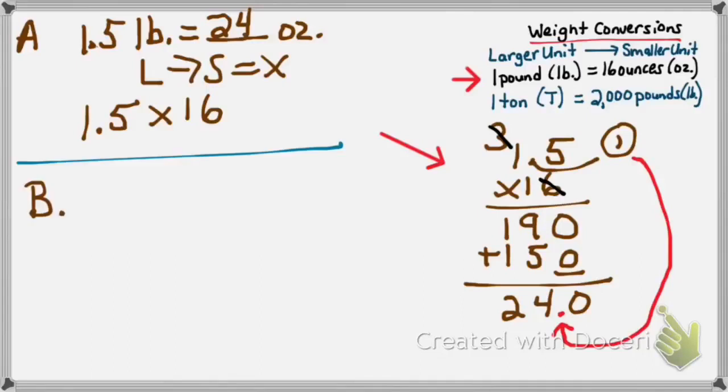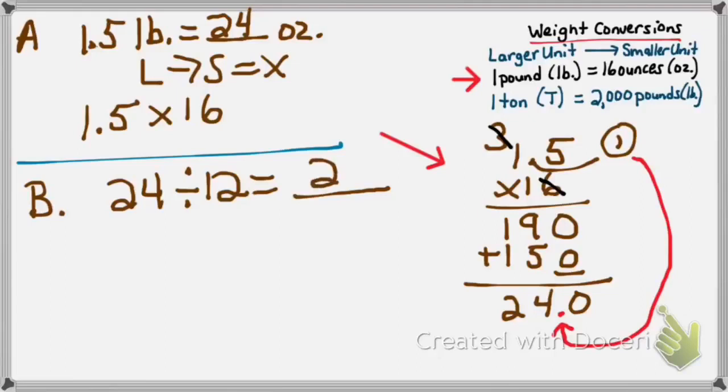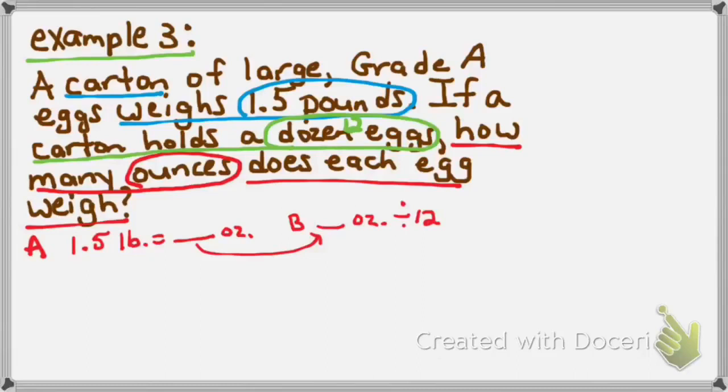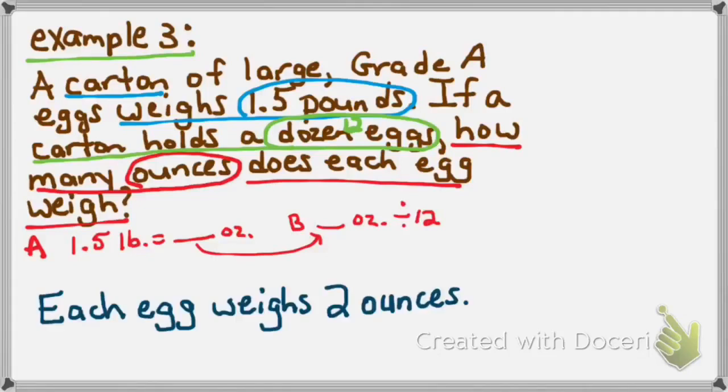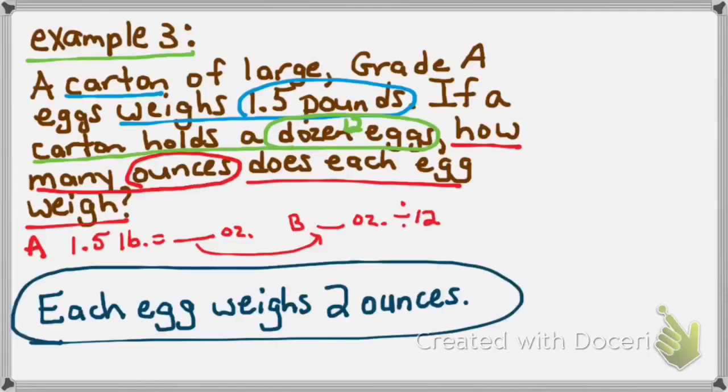I have to take 24 ounces, the entire carton is 24 ounces, divided by the 12 eggs that are in the carton, and that will tell me about how many ounces each egg is. So 24 divided by 12, I go through my 12 times tables, I say 12, 24, that is 2. So each egg weighs about 2 ounces. I go back to my original word problem, and the question says, how many ounces does each egg weigh? So my answer, each egg weighs 2 ounces. And that's my final answer.